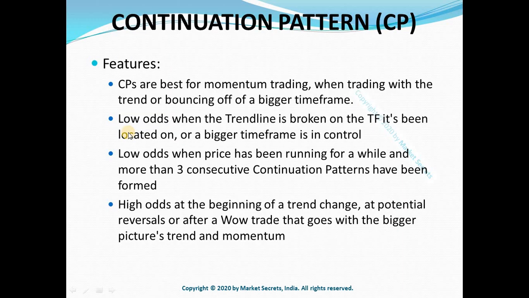Now let's talk about different features of a CP. Number one, CPs are best for momentum trading when trading with the trend or bouncing off of a bigger time frame. Number two, trading CPs is a low odds opportunity when the trend line is broken on the time frame it has been located on or a bigger time frame is in control. Number three, trading CPs is a low odds opportunity when the price has been running for a while and more than 3 consecutive continuation patterns have already been formed. So if there are 3 CPs already in your chart, don't take the fourth CP. It is a low odds opportunity.